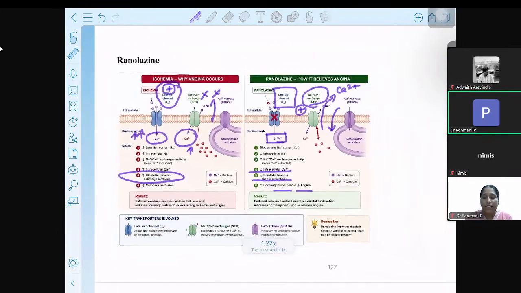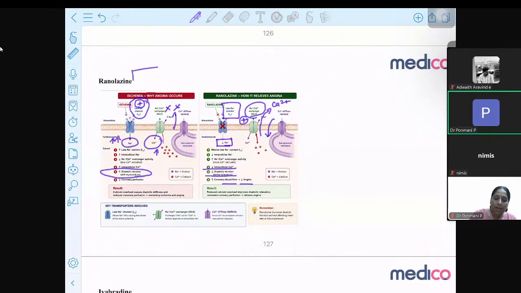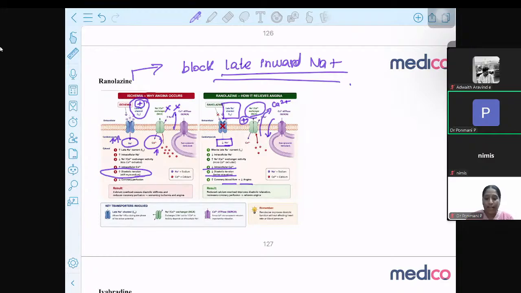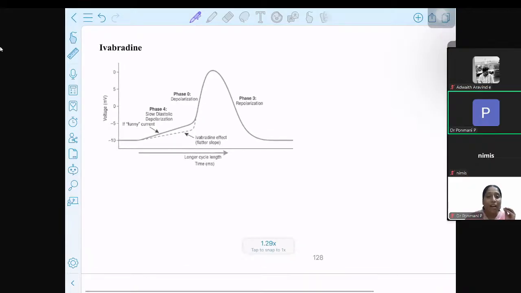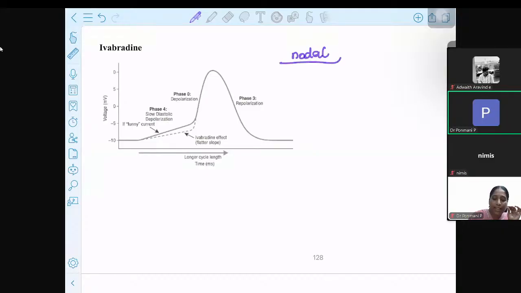So how does this ranolazine act? Ranolazine is going to block the late inward sodium channel. Trimetazidine, it is a metabolic modulator. We have one more drug which is ivabradine. What is ivabradine going to do? Ivabradine is going to act on your nodal cells, especially the SA node.